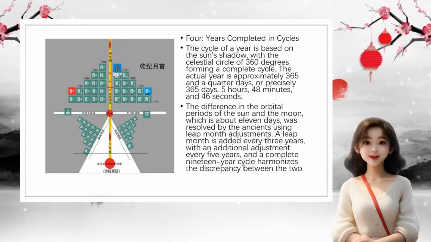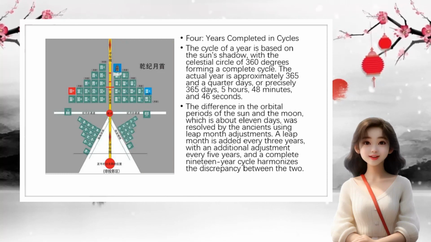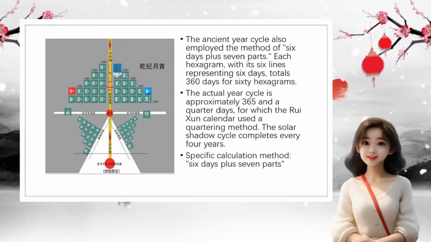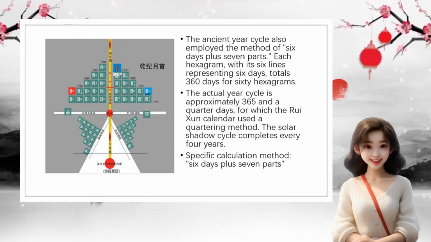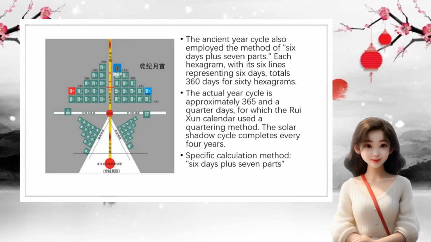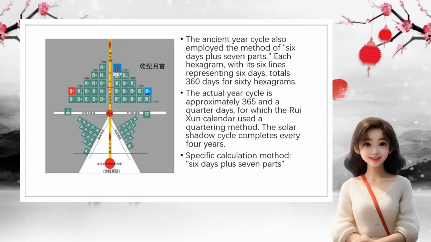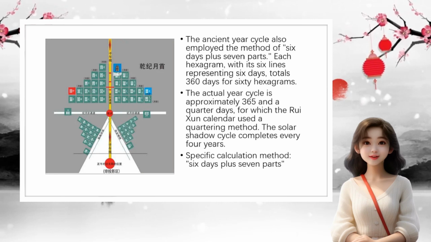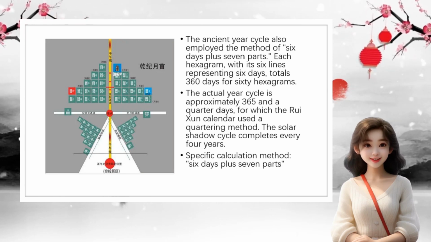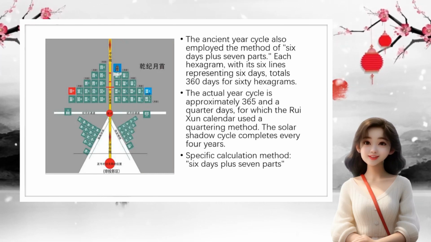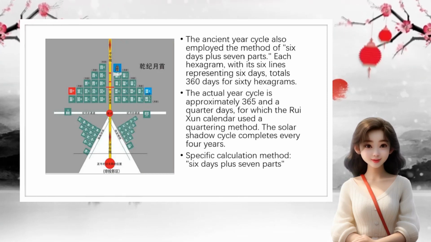A leap month is added every 3 years, with an additional adjustment every 5 years. And a complete 19-year cycle harmonizes the discrepancy between the two. The ancient year cycle also employed the method of 6 days plus 7 parts. Each hexagram, with its 6 lines representing 6 days, totals 360 days for 60 hexagrams. The actual year cycle is approximately 365.25 days, for which the Ruixun calendar used a quartering method. The solar shadow cycle completes every 4 years. Specific calculation method: 6 days plus 7 parts.